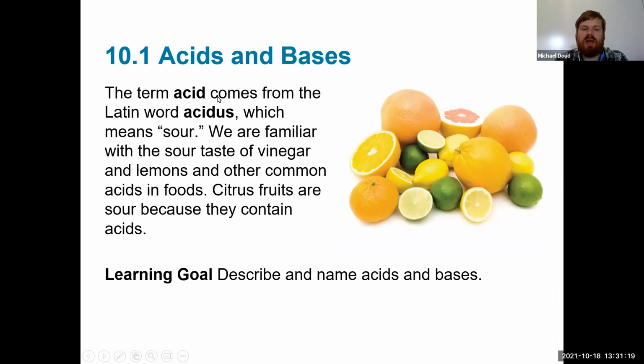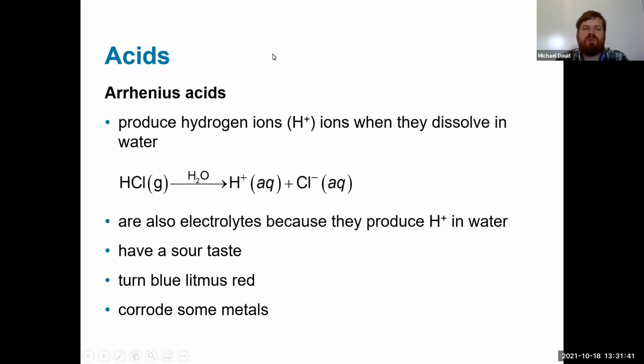First off, the term acid comes from a Latin word, which is acidus, which means sour. You may be familiar with the taste of vinegar, like in a vinaigrette, for example, or lemons. The reason for that is because these foods contain acids. Vinegar contains acetic acid, lemons contain citric acid. So what does that mean, actually? Well, we have a few different definitions of acids that we're going to explore.